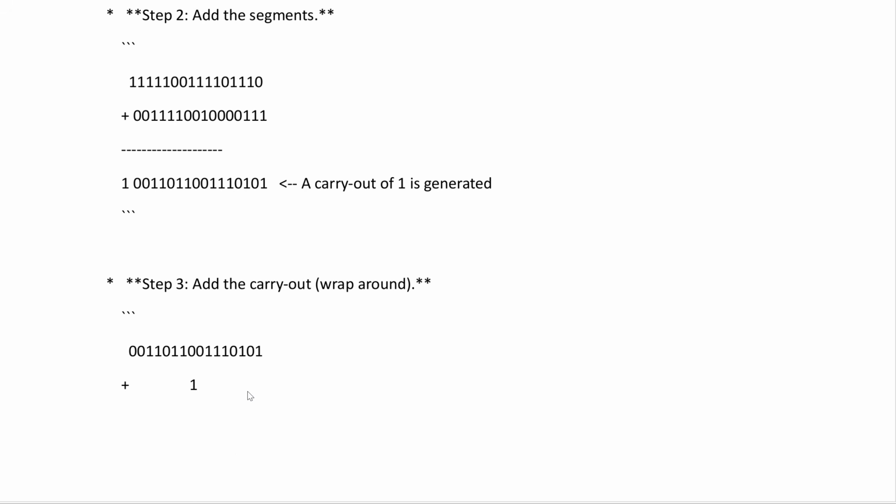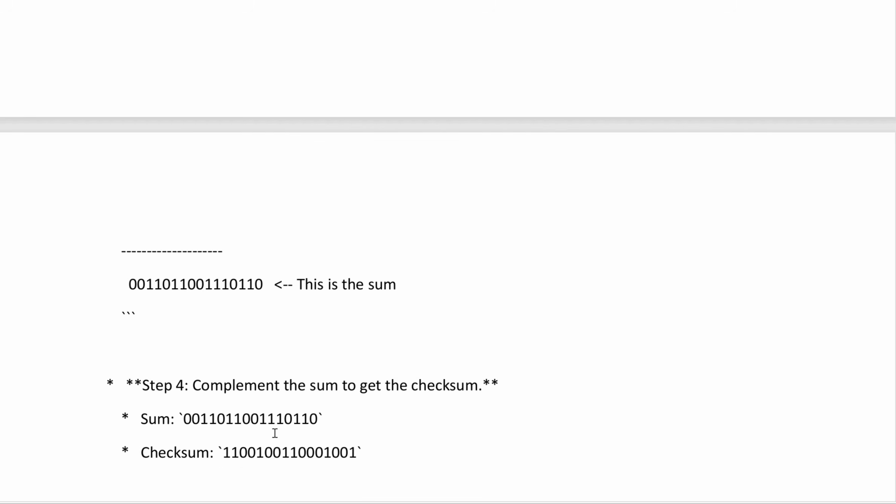Now, the next step is adding the carry. After adding the carry, we have to take the complement. So after this is the result. Now we have taken the complement of this sum. So the complement is the required checksum. So this is the first answer.